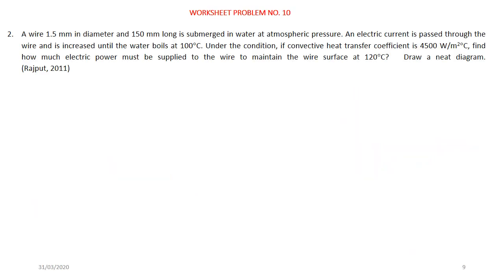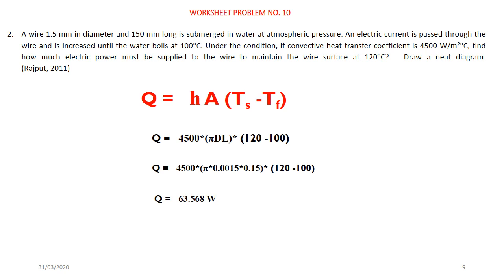Okay, let us see the problem here, a simple problem with convection heat transfer. A wire of 1.5 millimeter diameter and 150 millimeter length is submerged in water at atmospheric pressure, and electric current is passed through the wire and is increased until the water boils at 100 degrees Celsius. Under this condition, convection heat transfer coefficient h is given as 4500. Find how much electric power is supplied. This we have to find, Q, the rate of heat transfer.